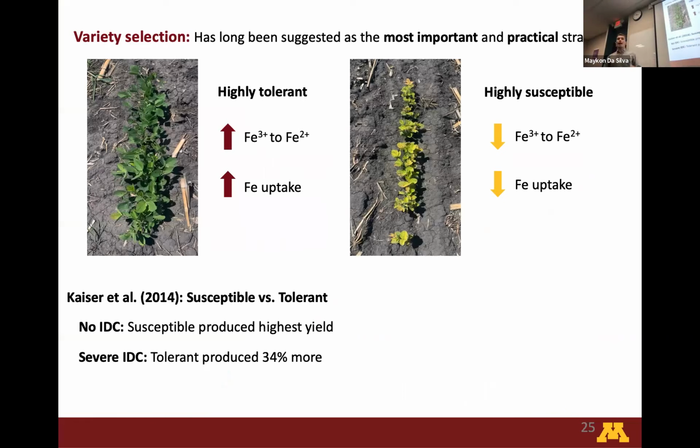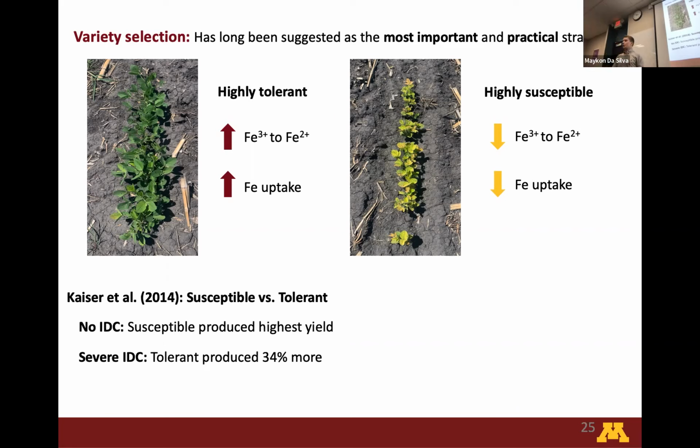So planting a tolerant variety has long been suggested as the most important and most practical strategy for IDC. Soybean varieties vary widely in how they respond to IDC, with some being highly tolerant and others being highly susceptible. But what is the difference between them? Highly tolerant varieties possess an increased capacity to reduce ferric iron to ferrous iron, enhancing iron uptake. Differently, highly susceptible varieties do not possess the same capacity to reduce ferric iron to ferrous iron, decreasing iron uptake and causing deficiencies.